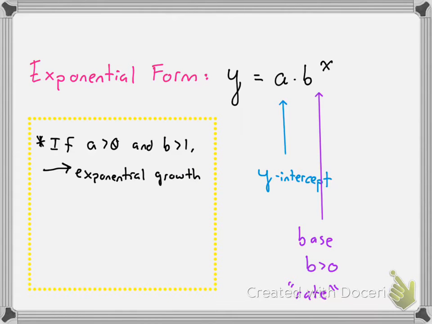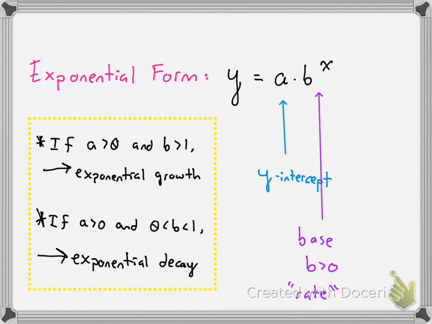If our a value is greater than 0 and our b value is greater than 1, that's going to represent exponential growth. On the other hand, if our a value is greater than 0 and our b value is somewhere between 0 and 1, so that means it's a fraction or a decimal less than 1, so not a negative number, but a fraction or a decimal between 0 and 1, that's going to represent exponential decay.